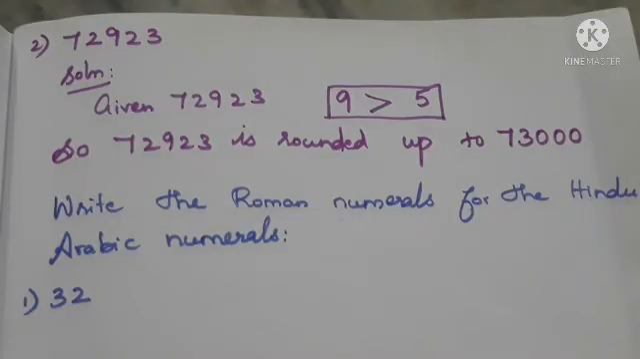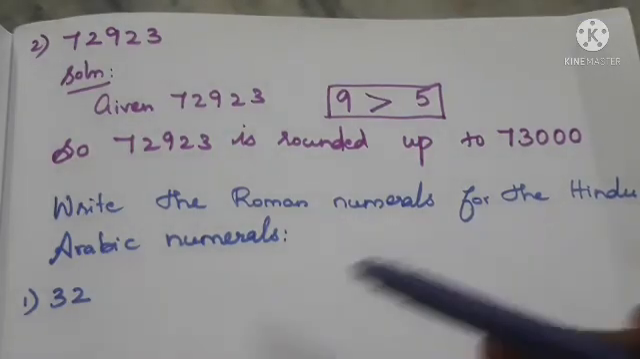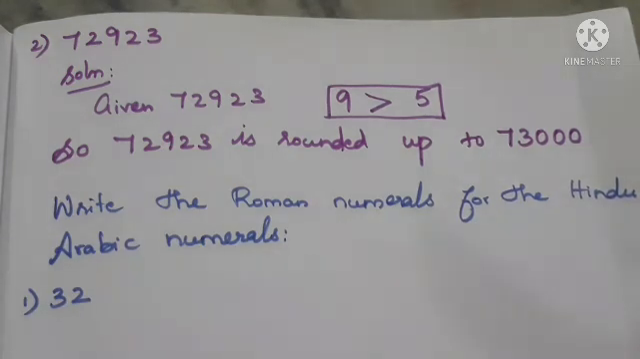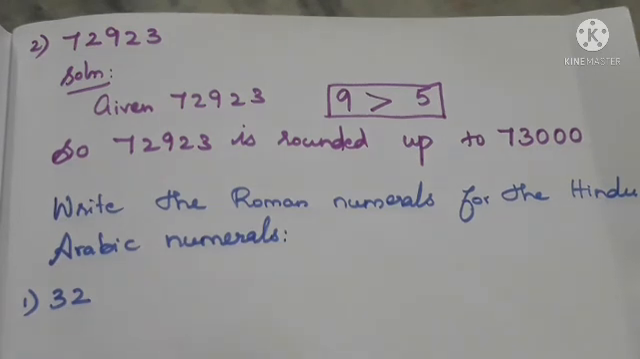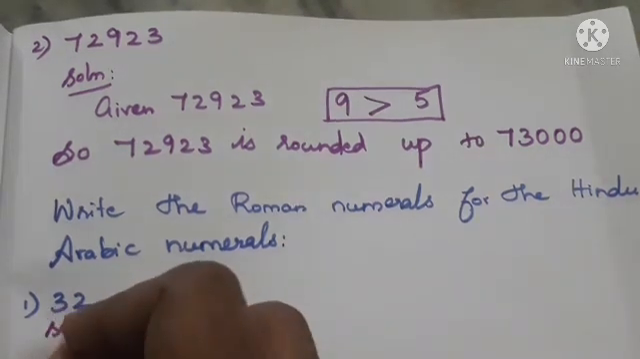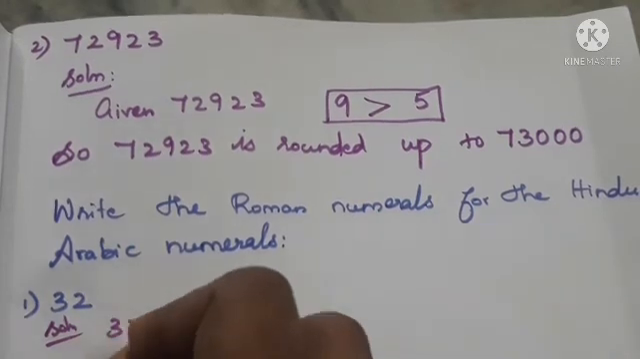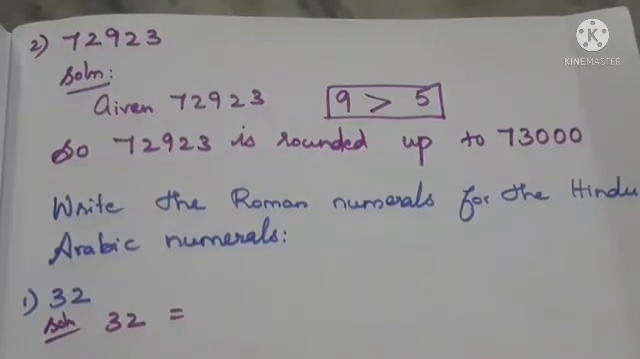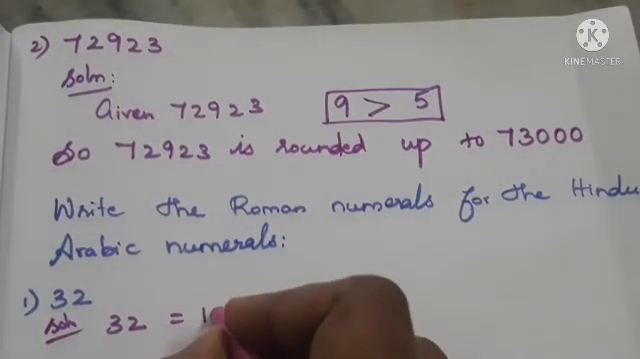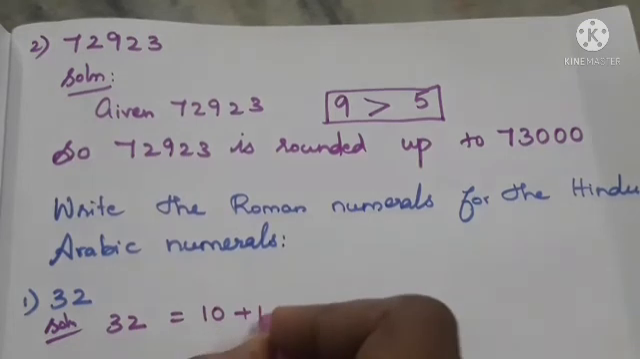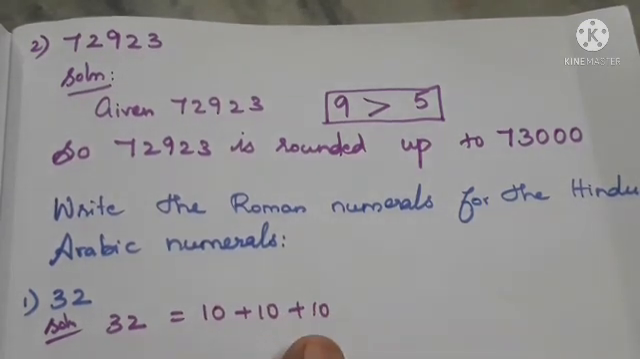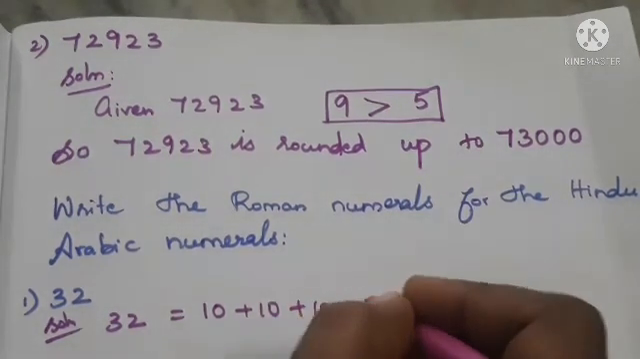Next we are going to write the Roman numerals for the Hindu-Arabic numerals. Here they have given the Hindu-Arabic numeral and we want to write it as a Roman numeral. What's our question? 32. First we write the solution. Our question is 32, written as it is. That is equal to, how can we divide this 32? We can divide it as 10 plus 10 plus 10. So 10 plus 10 is 20, 20 plus 10 is 30, then plus 2, isn't it?